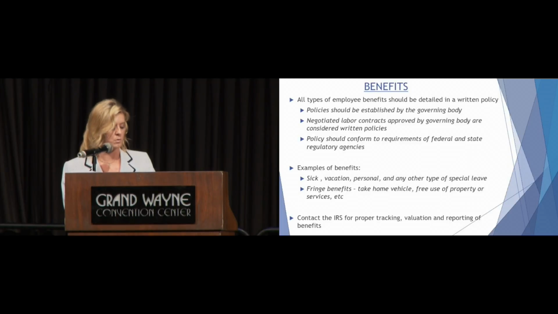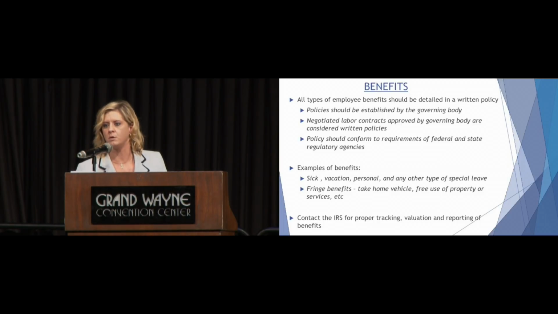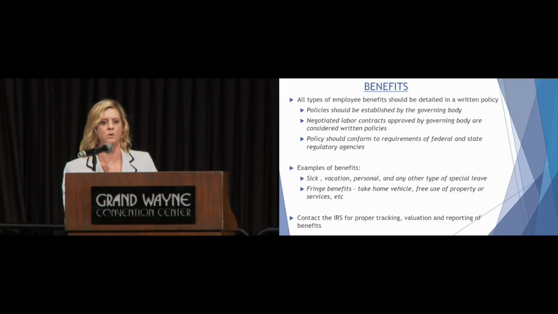Examples of some of the benefits, of course, are the obvious: sick, vacation, personal, and any other type of special leave. Fringe benefits. This one gets a little confusing sometimes, but some examples would be a take-home vehicle or free use of property or services. If you look in the county bulletin, we've had a few questions about this, especially when it comes to the parks department. They throw in some use of the golf course as part of their salary or those types of things. With fringe benefits, you'll want to contact the IRS and let them tell you whether that is considered a fringe benefit and how it should be reported or included on their W-2.